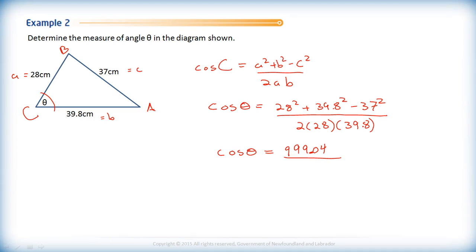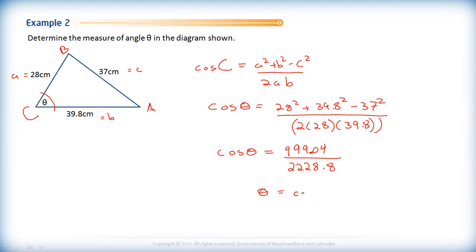In the denominator, I have 2 times 28 times 39.8. Sometimes students try to type all that into their calculator in one step, and they forget to put brackets around all of that. If you do that, it'll end up multiplying the last two instead of dividing. So be very careful. Sometimes it's better to take your time and do it in a couple of steps. So we got 2228.8.